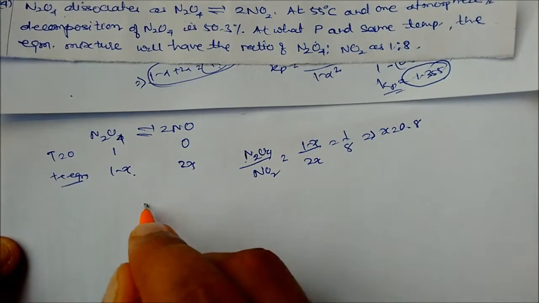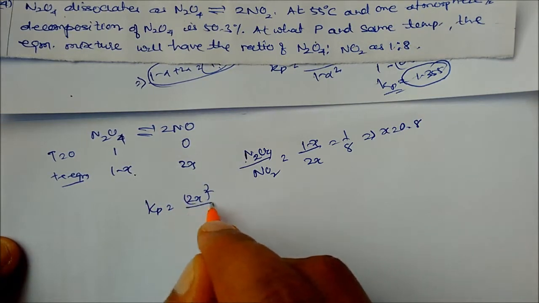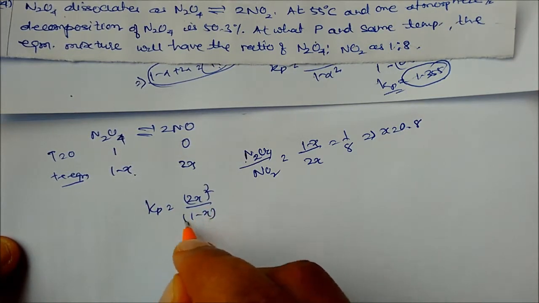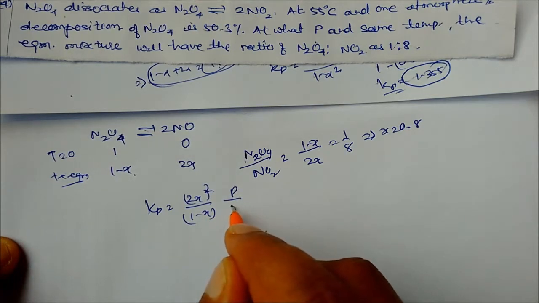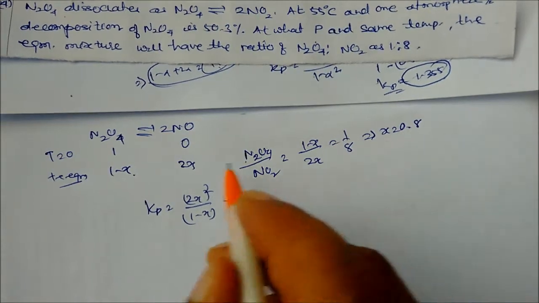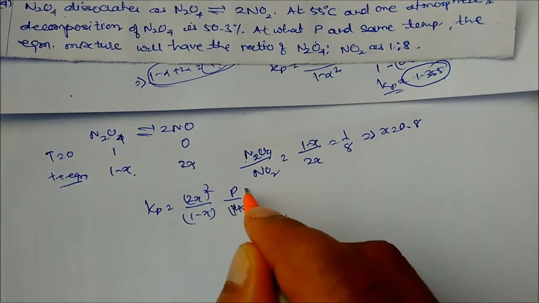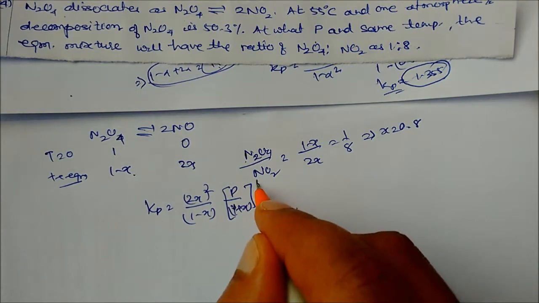So now Kp will be how much? Kp will be (2x) whole square divided by (1 minus x), again multiplied by pressure to the power of the change in moles. The sum of the moles is 1 plus x, and the change in moles, the product minus the reactant, is 2 minus 1, which is 1.